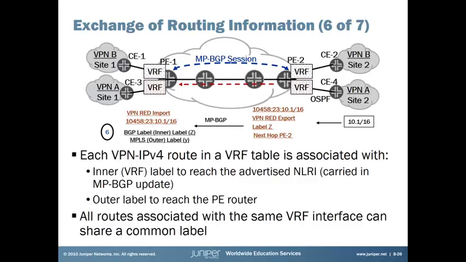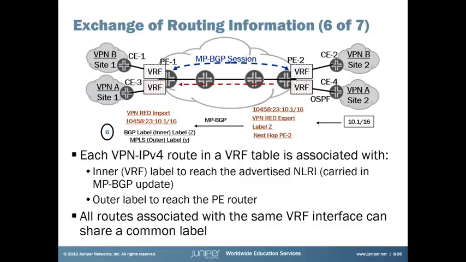Okay, so let's just say CE1 has advertised some routes over to PE1. Now PE1 is going to add the route distinguisher, etc., and advertise those routes across to PE2. As part of that advertisement, it includes the label value. Okay. Now what happens is when the label switch path is set up, that label value is added onto the label switch path. Okay, that is a label.